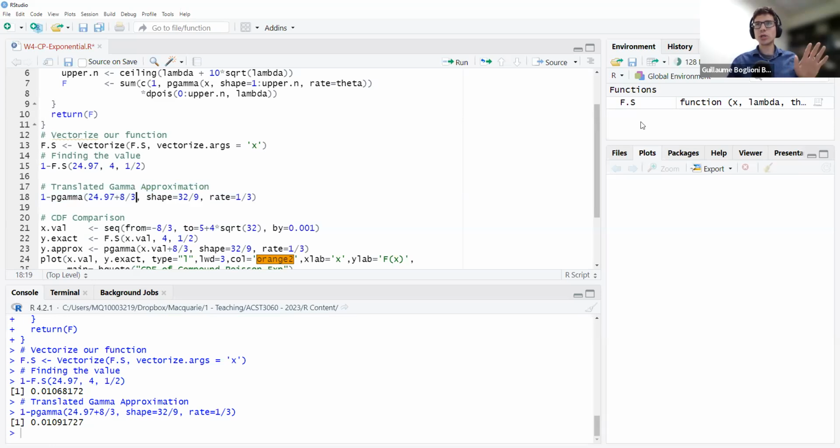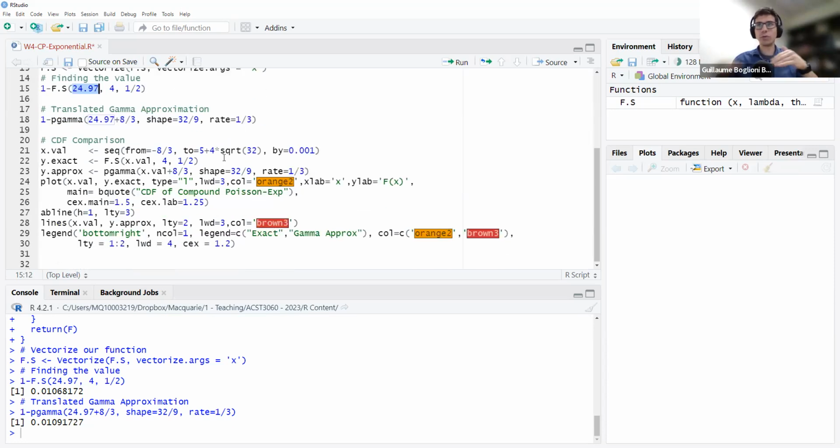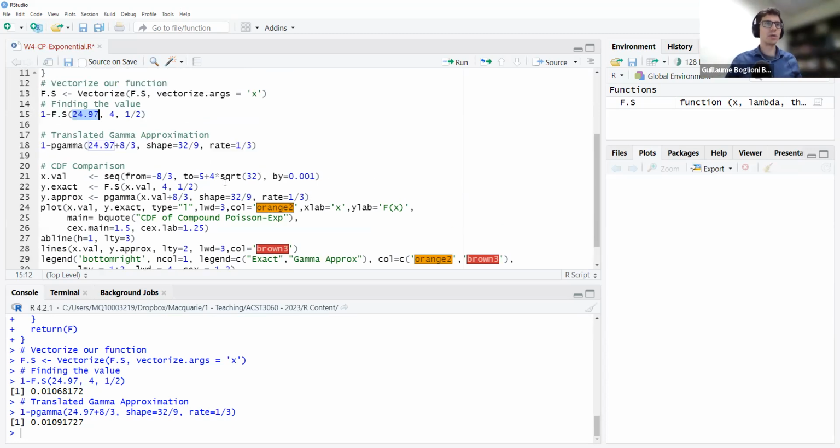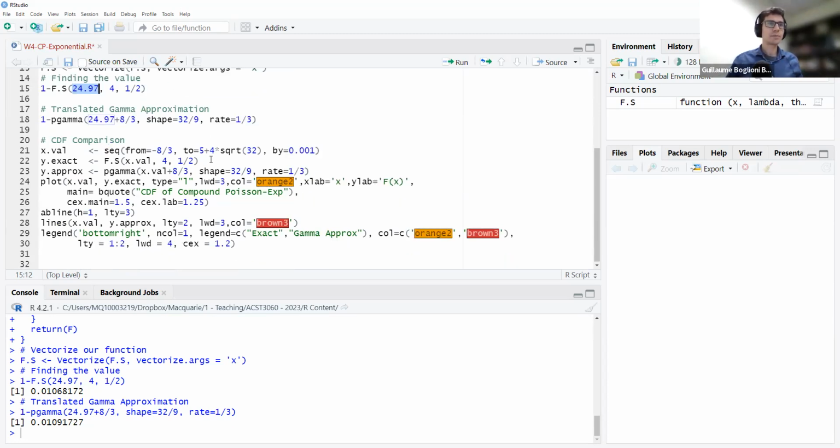But now one last thing. We're pretty much done, but just as a bonus, let's compare the CDFs on a graph, because now we've just compared one value. We know that at exactly this value, the approximation is pretty decent. But let's do it for pretty much all values and see on a graph what those CDFs look like. So here I have a little code to do this. Let me go over it. I'm gonna try to find the CDF.